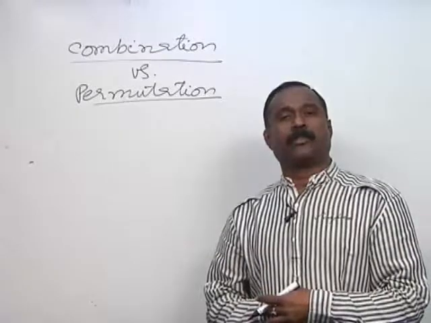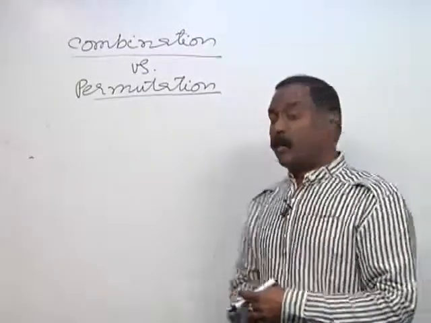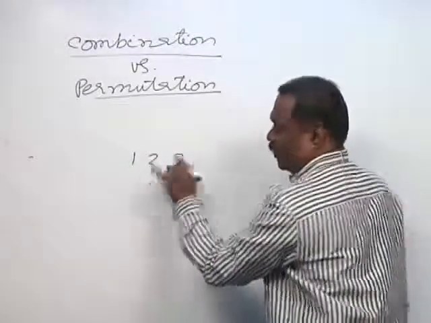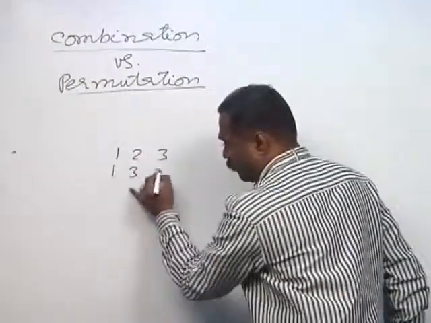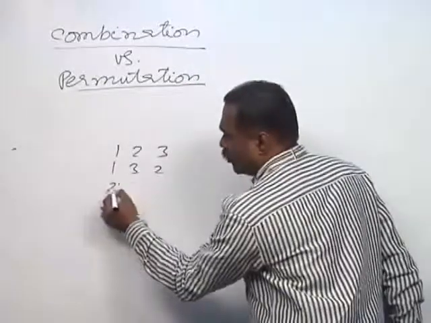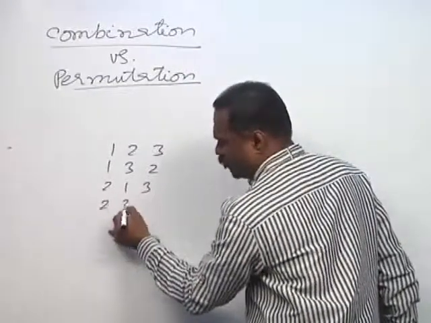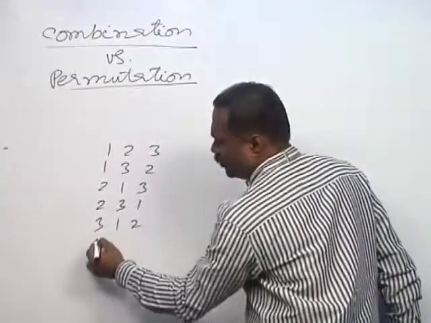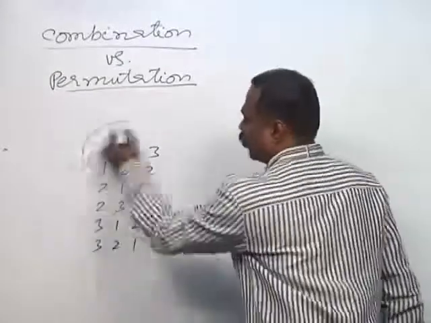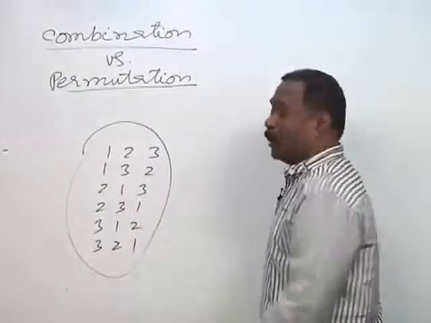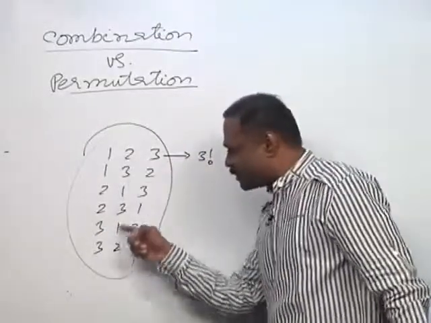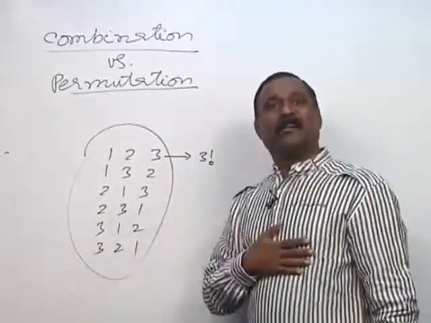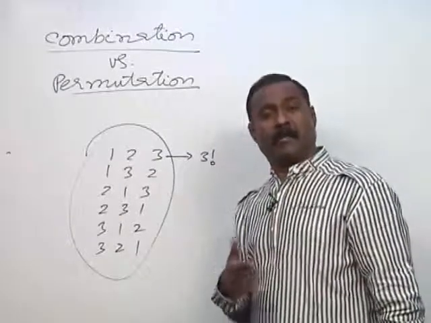Order of things is also to be considered means whenever you write 1, 2, 3, if it is a permutation, definitely you must write 1, 3, 2. Definitely you must write 2, 1, 3. Definitely you must write 2, 3, 1. Definitely you must write 3, 2, 1. So how many will be there? 6 will be there. It is nothing but 3 can be arranged in how many ways? 3 factorial is nothing but 6 different ways. This is nothing but an arrangement. Understand? It's nothing but a permutation.